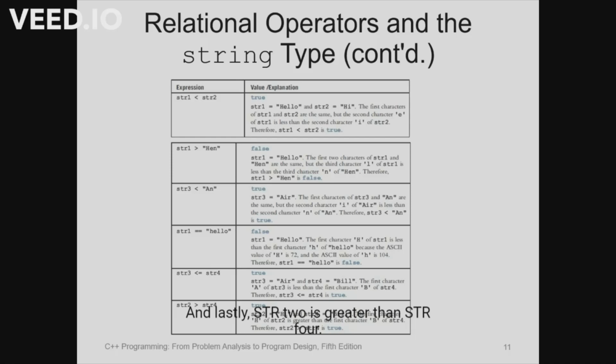And lastly, str2 is greater than str4. str2 contains the word Hi, and str4 contains the word Bill. Take note that the first characters of str2 and str4 are not the same. str2 is H and str4 is B. H is greater than B based on the ASCII values. So this will evaluate to true.